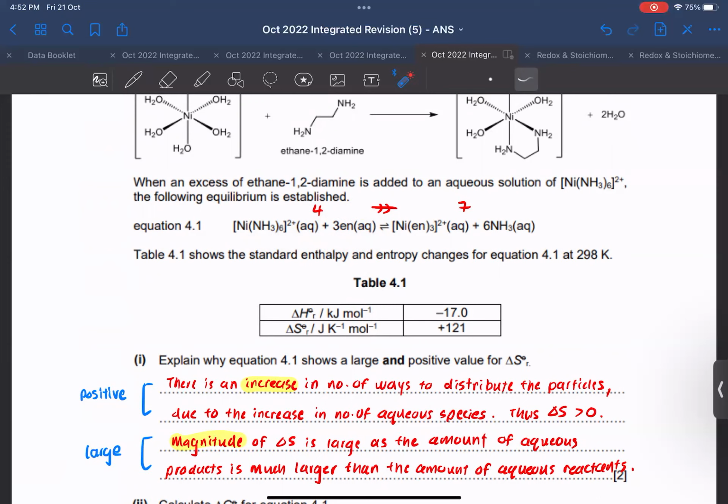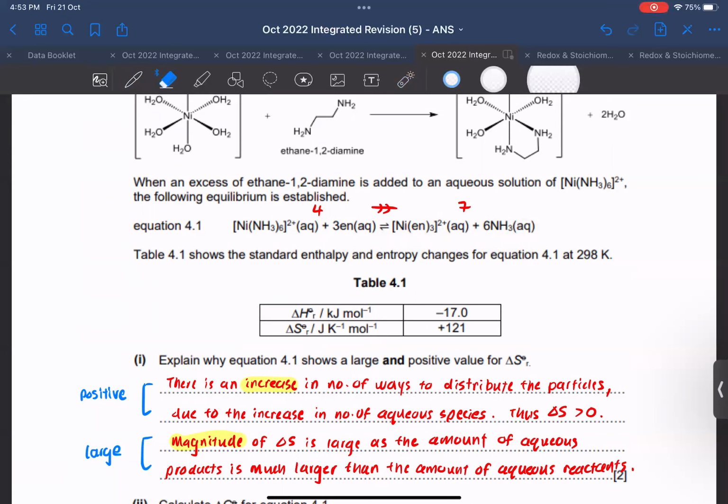Not many lessons ago, we did this. But on the other hand, you can think about it this way. If the POE lied to the left instead, then what does this mean? It means that your ammonia wants to replace the bidentate ligand, right? And that implies that the ammonia is a stronger ligand than the bidentate ligand. But clearly that's not the case here.